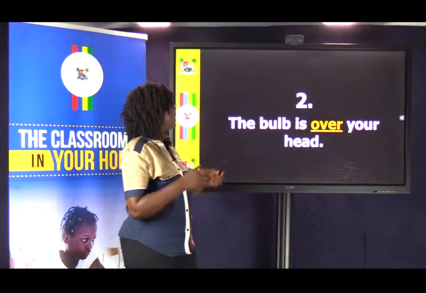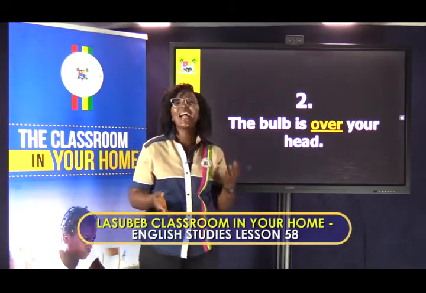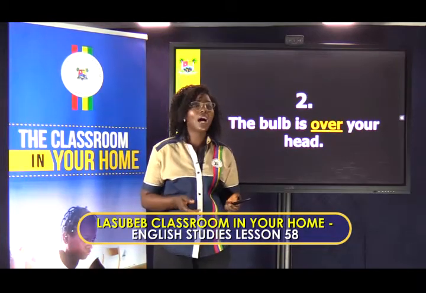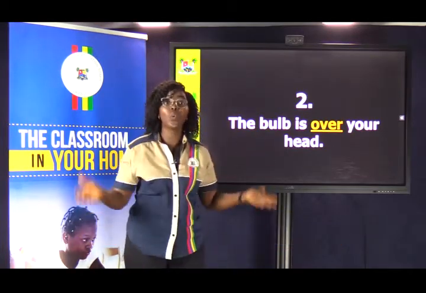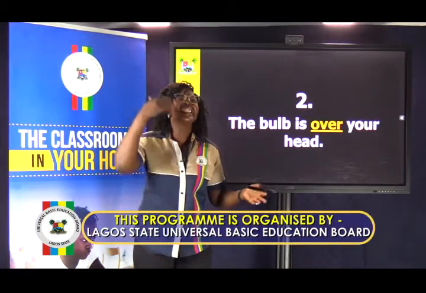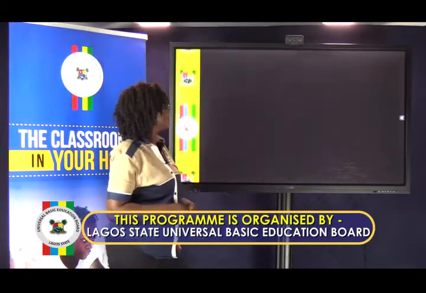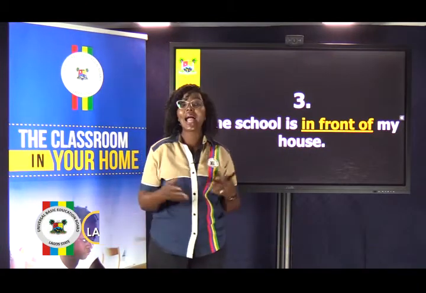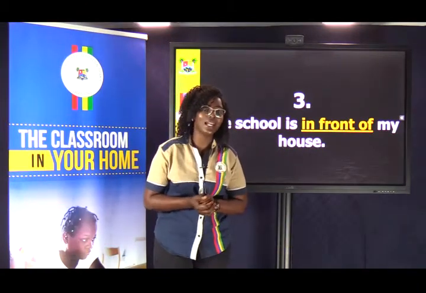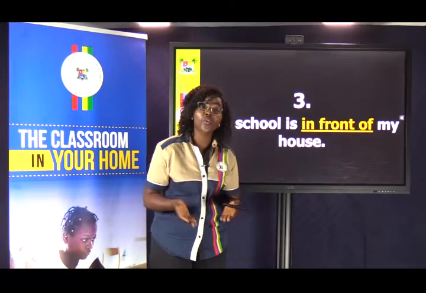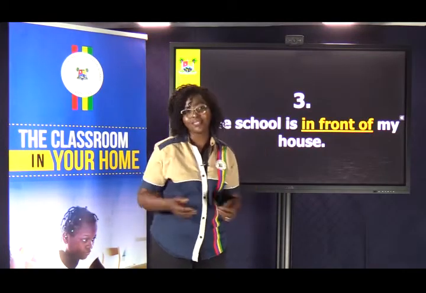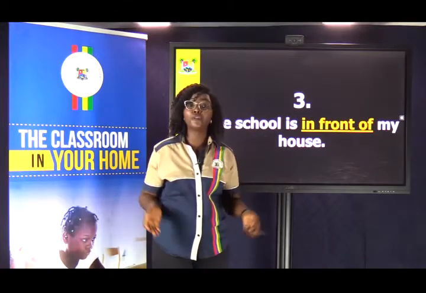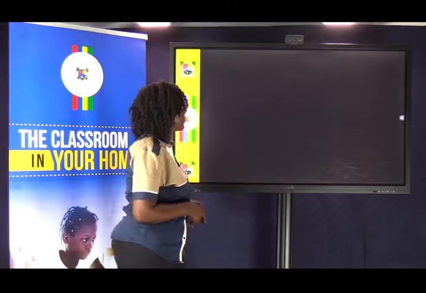Another example: the bulb is over your head. So how do we know where the bulb is? Where is the bulb? The bulb is where? Is over your head. Okay, another example. The school is in front of my house. Where is the school, children? Are you getting it now? So the question is where? That is just a little trick to prepositions. The school is in front of my house.